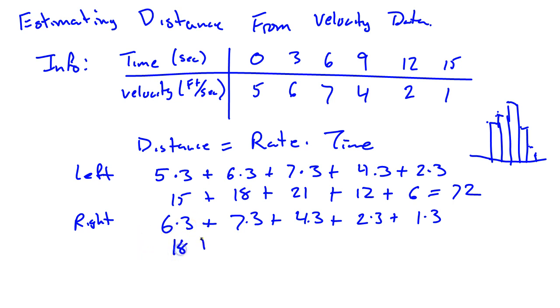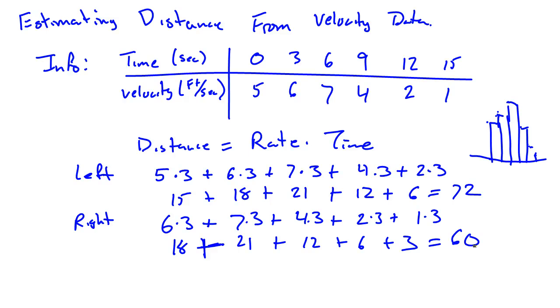So this is now 18 plus 21 plus 12 plus 6 plus 3 for a grand total of 60. And again, for the same reason, I think that that first one was probably overestimating. I think this one is probably underestimating. And I'm guessing that we're somewhere in between.